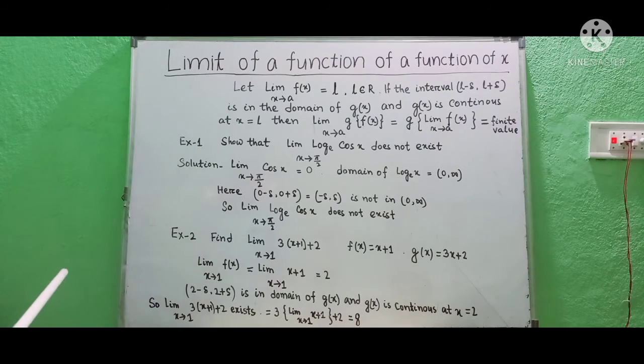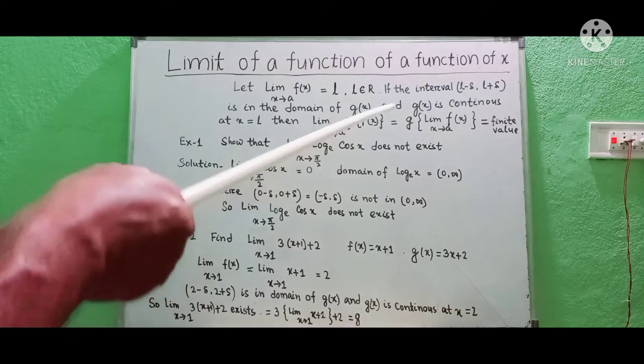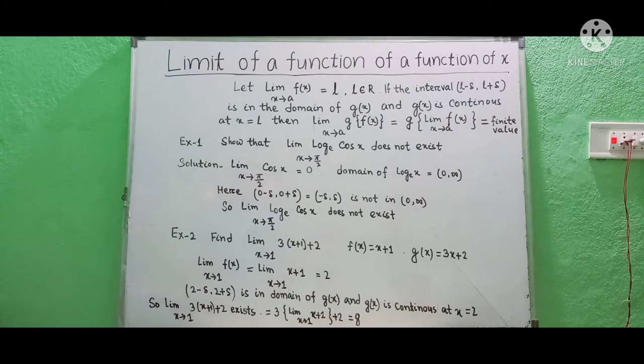So the limit of 3 into (x plus 1) plus 2 as x tends to 1 exists. That is equal to 3 into the limit of x plus 1 as x tends to 1, plus 2. That is 3 into 2 plus 2, which is equal to 8. Right? This is the value of the limit. This is the application of the theorem. Perhaps you have understood it clearly.